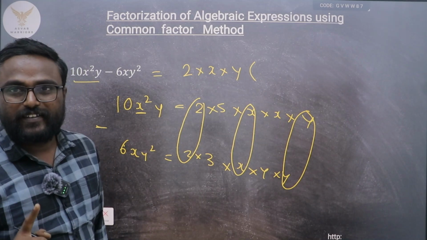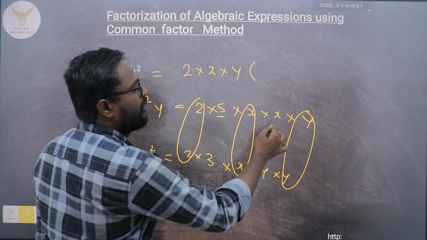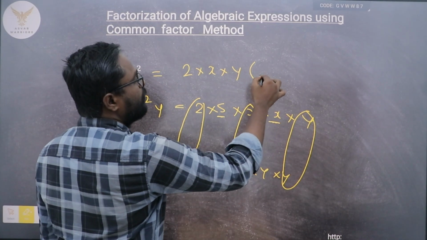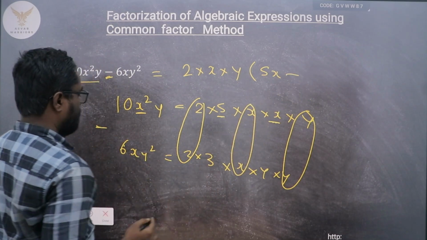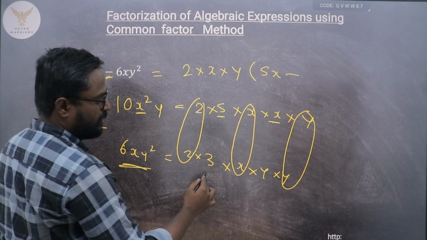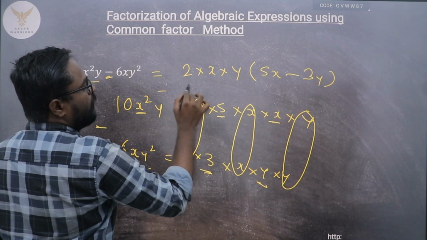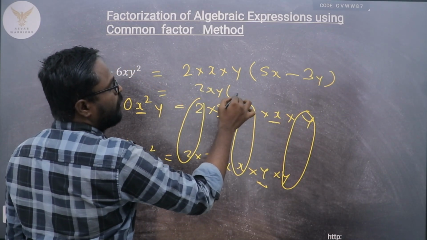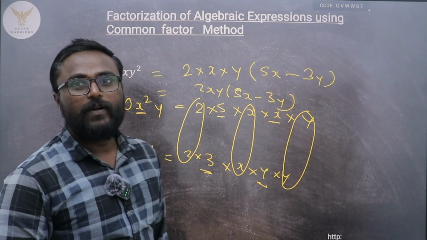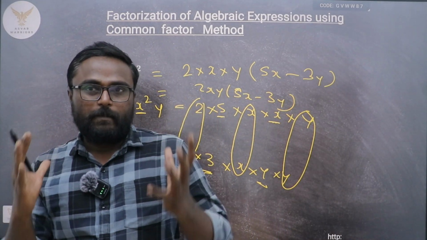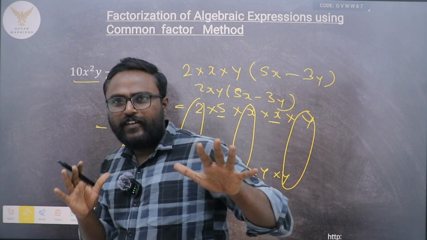Now, I'll put a parenthesis over here and see what is remaining from the first term. What is remaining? 5 and x, so I'll write 5x. The minus sign as it is. What is remaining in this term now? 3 and y. So, what do we have? 2xy, 5x minus 3y. This is your factorization by the common factor method. I hope you understood this, and I am going to solve a few more. So, chill down.